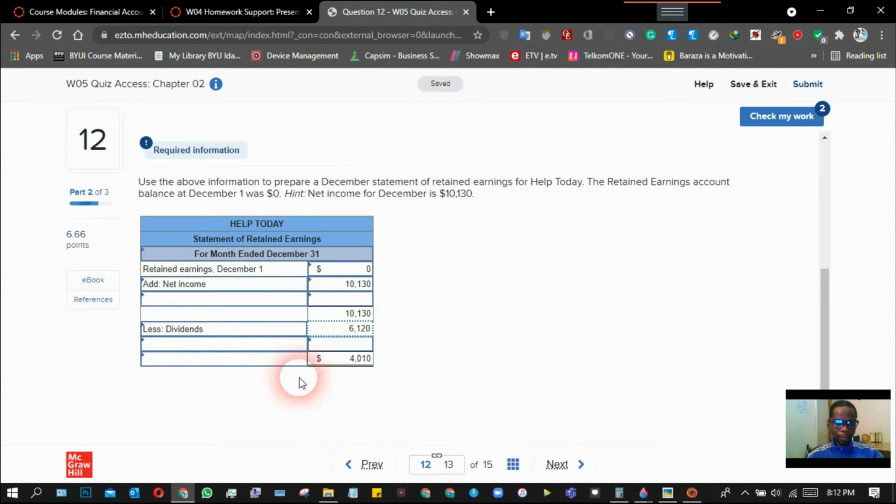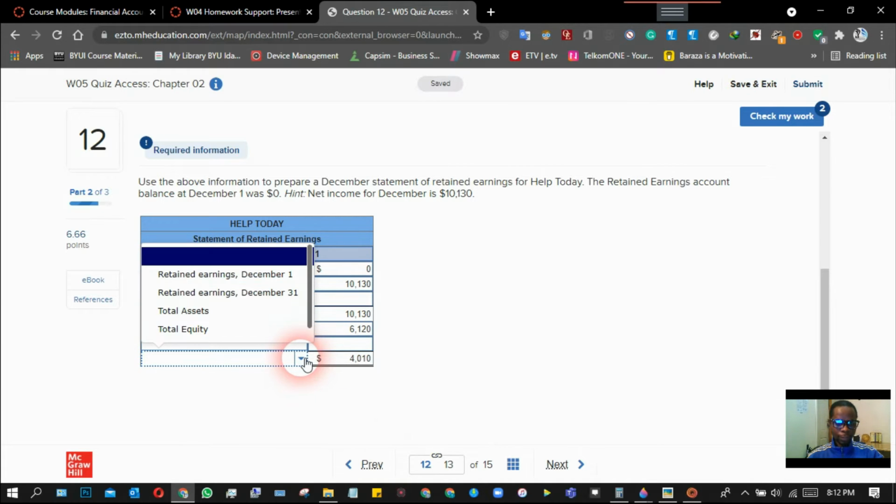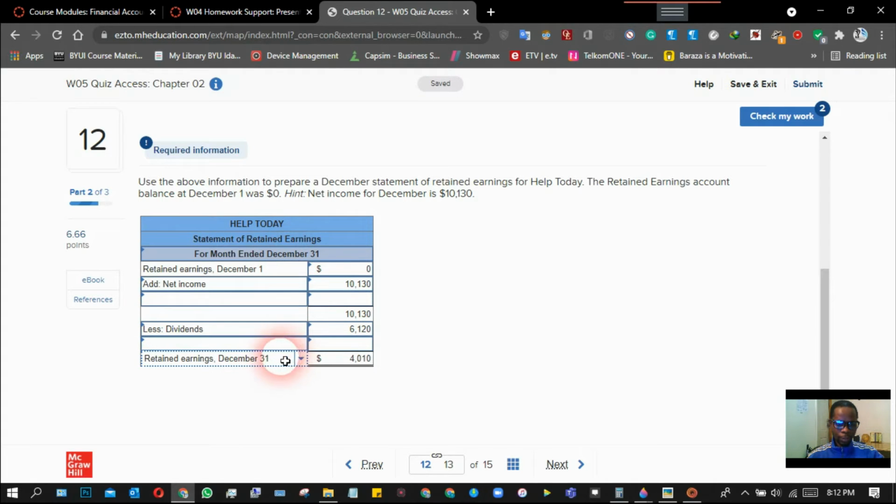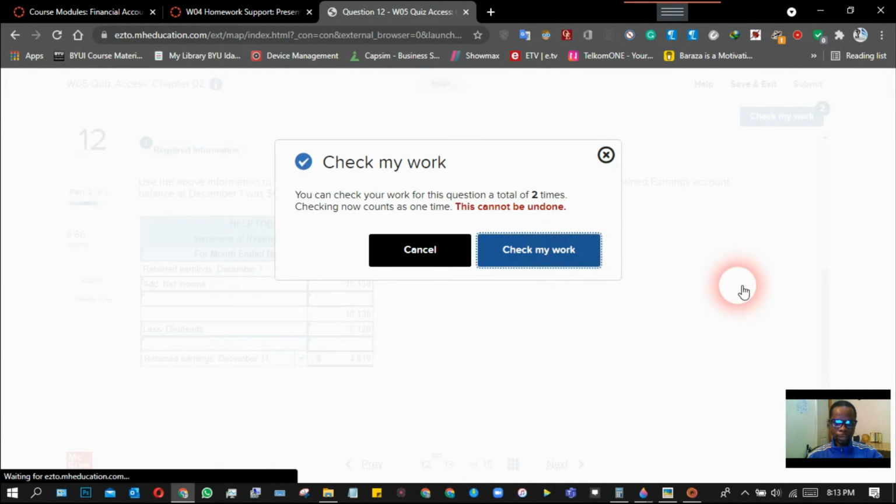6,120. And then this should give us the retained earnings at December 31, at the end of the period. So this is the objective of the statement of retained earnings. It tells us how much the company retained at the end of that period. So we take the net income, we subtract the dividends, and it will give us the retained earnings at the end of that period. So we can check to see if we did this correct.